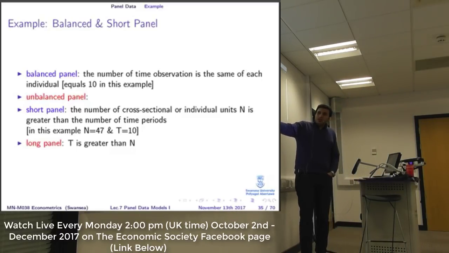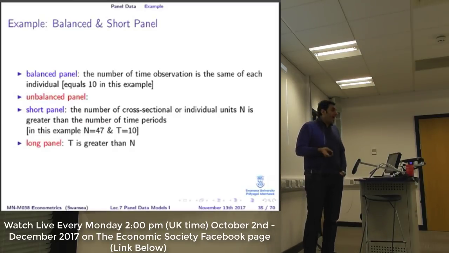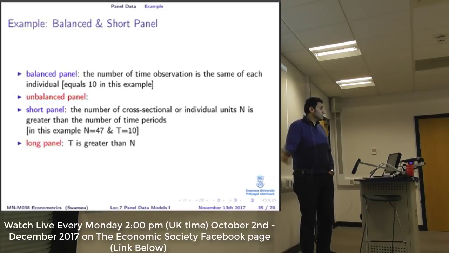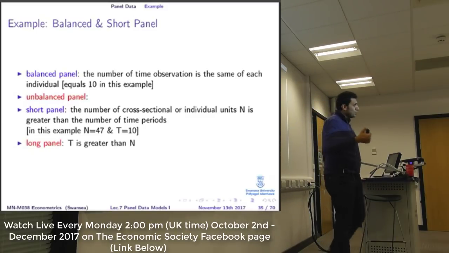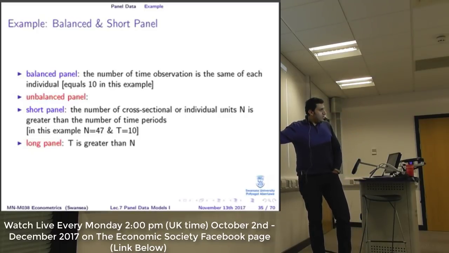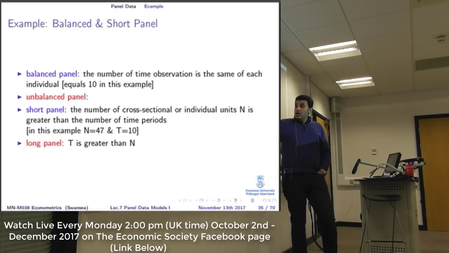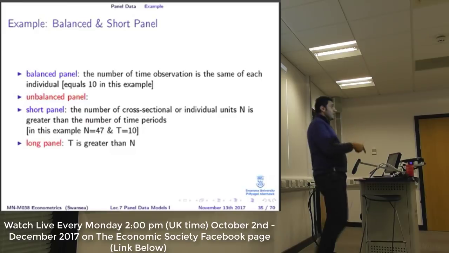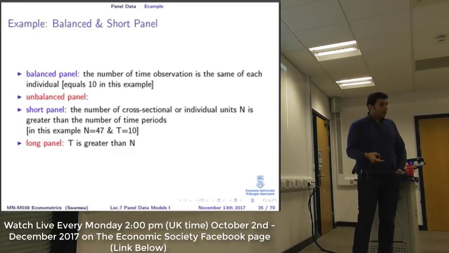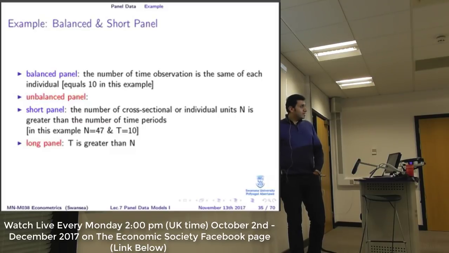On the other side, we have a short panel because N is larger than T. We have N equal 47, the number of subjects or units, and it's more than the length of the data or the time element in the data, and that's why it's called a short panel. If we have a long panel, that means T is greater than N. And as we'll see next time, this is very important to decide which model or which sort of estimation.